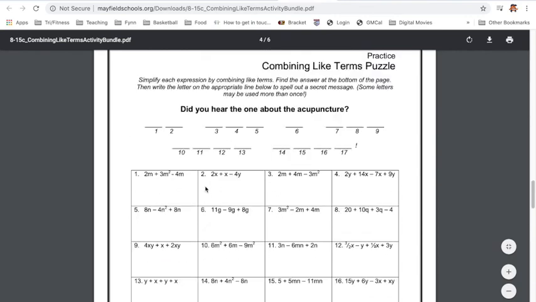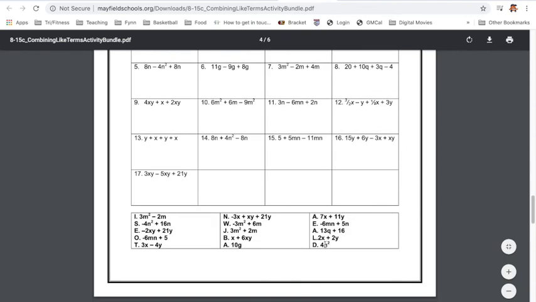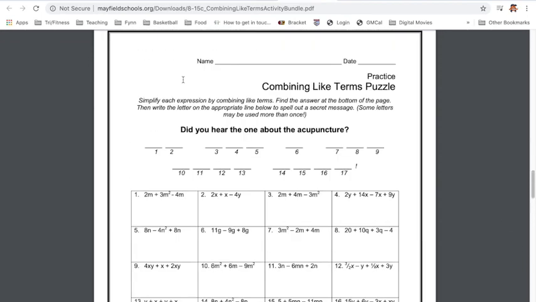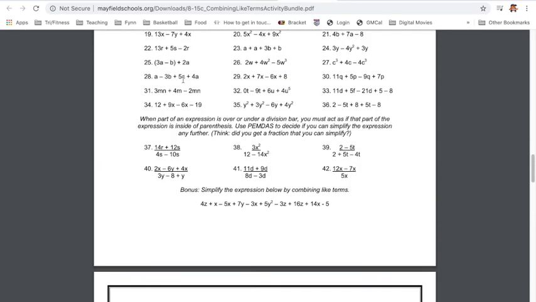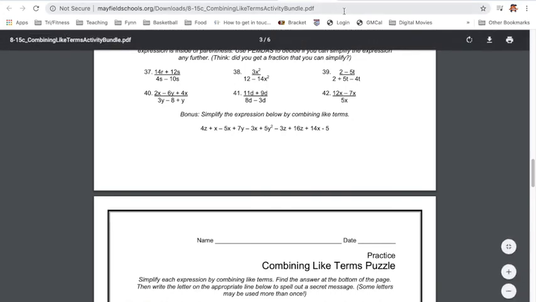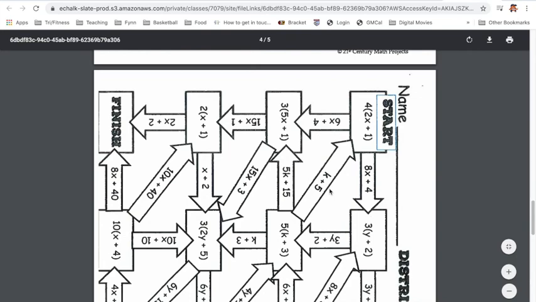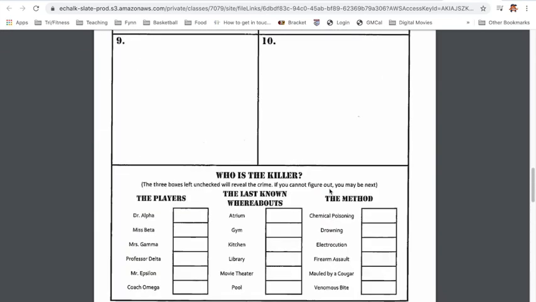So let's say this one here ends up being 4n here. So I'd put a D. Now, of course, it's not D, but I'm just messing with you. Okay? So you have those 2 pages to complete for combining like terms. Then I'm going to give you a little more practice on distributing. Okay? So you're going to get 2 pages here as well.